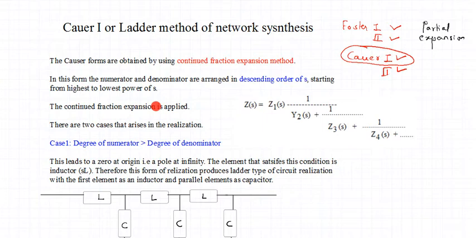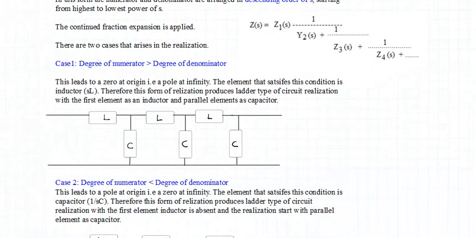Now there can be two possible cases when we do the continued fraction expansion for the given transfer function. In the first case, the degree of the numerator could be greater than that of the denominator, or there could be another case in which the degree of the numerator is less than the degree of the denominator. So what differs if such a case appears? What is the big difference that happens in the Cauer implementation when the degree of the numerator is larger than the degree of the denominator?